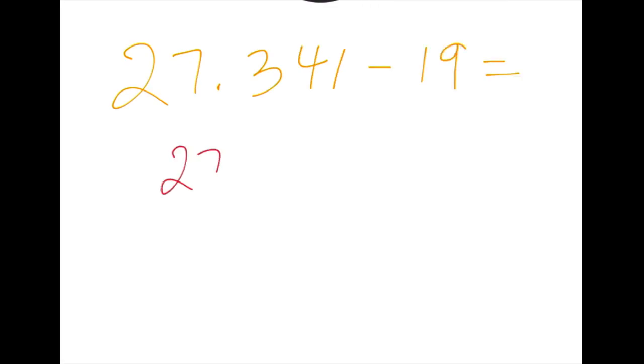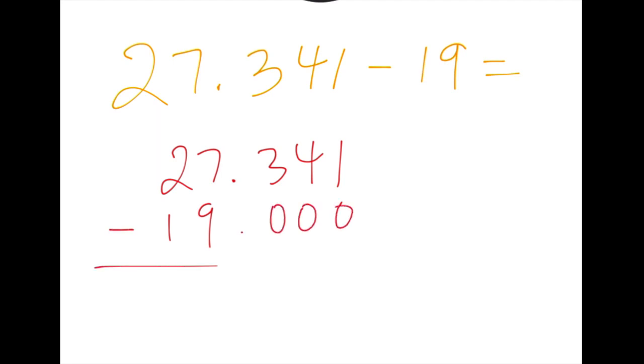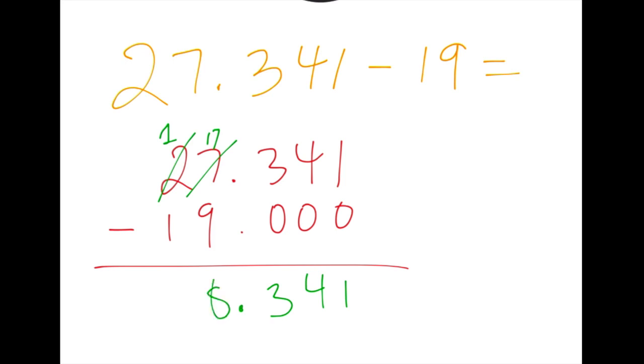Now let's look at some subtraction problems. I have 27.341 minus 19.000. So 1 minus 0 is 1, 4 minus 0 is 4, 3 minus 0 is 3. Decimal point, again, make sure they're lined up. 7 minus 9. So that would be 17, that would be 1, 17 minus 9 is 8, 1 minus 1 is 0, I don't need to write it, so the answer would be 8.341. Let's try this one.